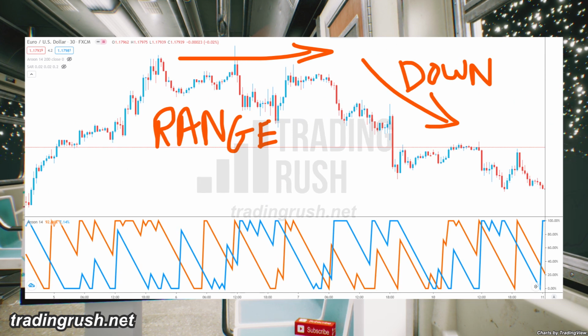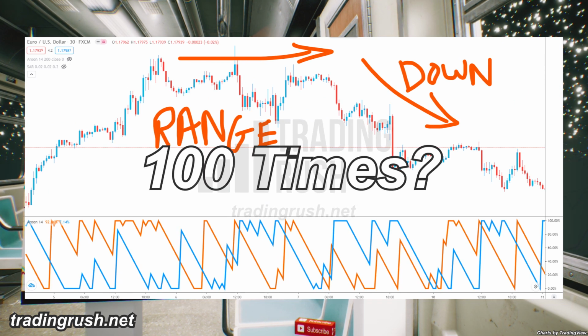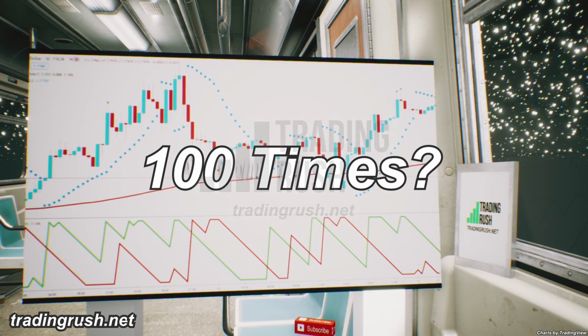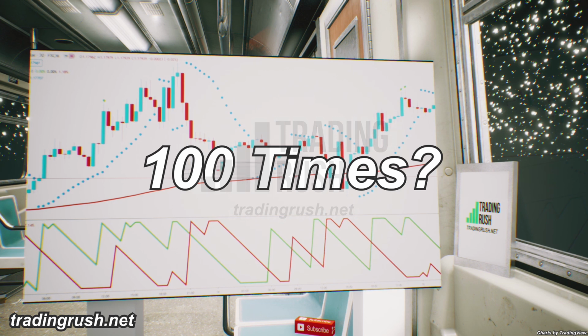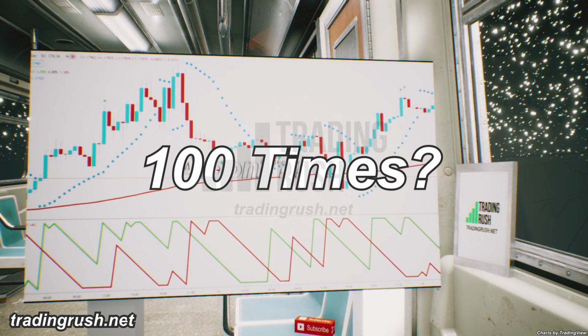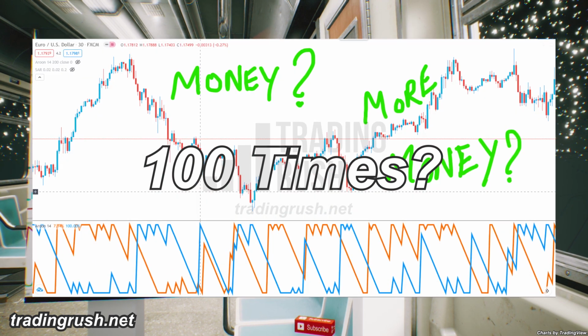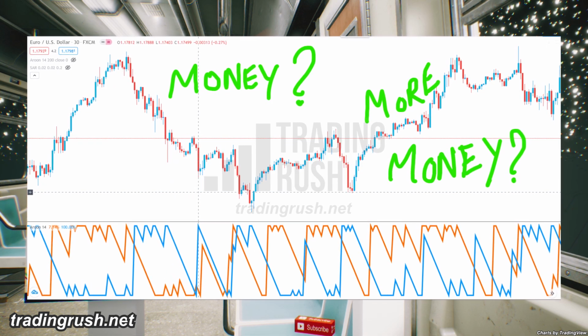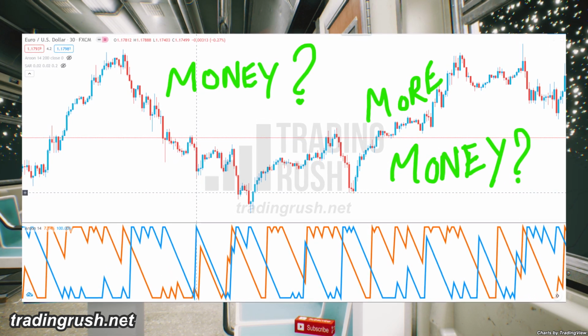Furthermore, I have also tested one of the Aroon trading strategies 100 times to find out if the indicator works as an entry signal generator or not. So if you want to know if the Aroon strategy is a profitable strategy, stick around. After all, you don't want to risk your money on an indicator that doesn't even work.